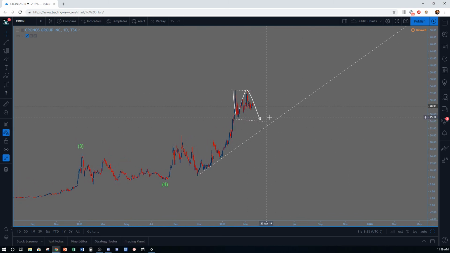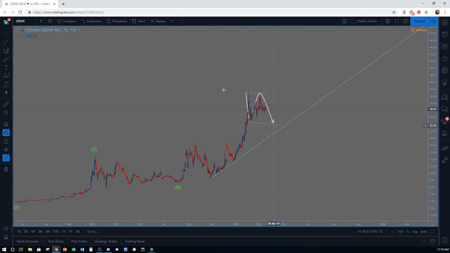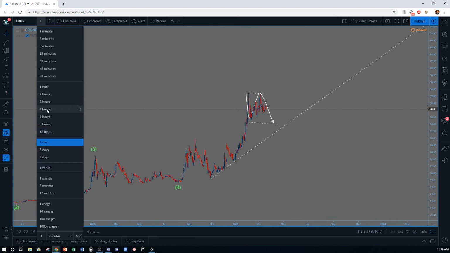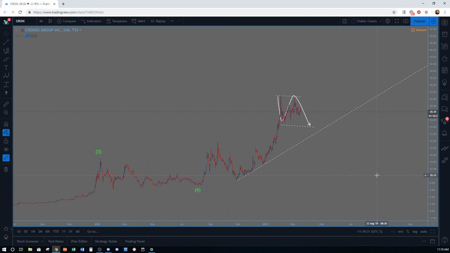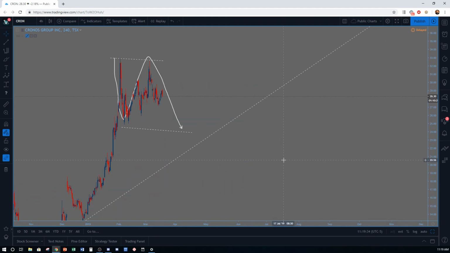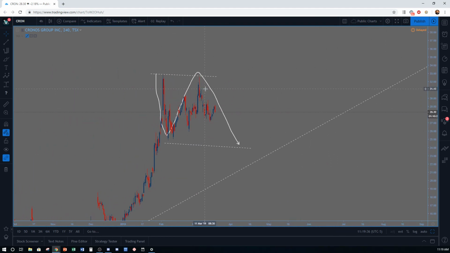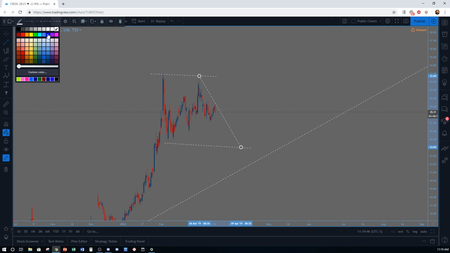This is a buy for me. In fact, they're not having a good day today. But as soon as we make a low, we can draw this downtrend, and you want to buy the breakout of that downtrend.